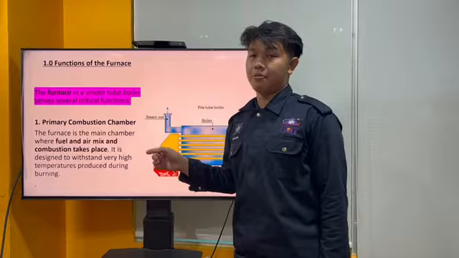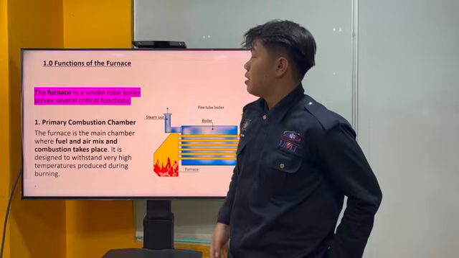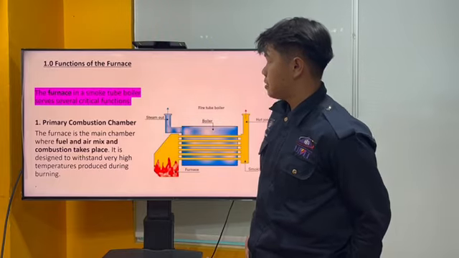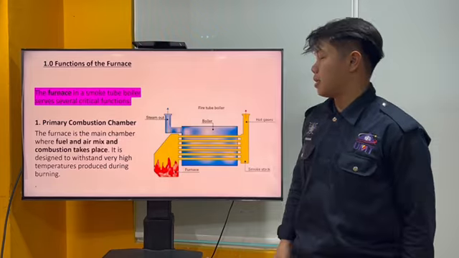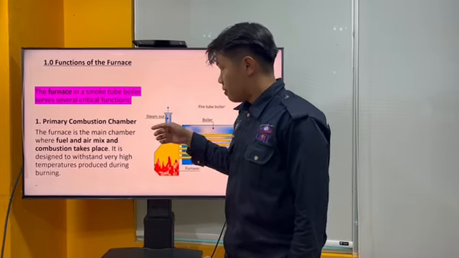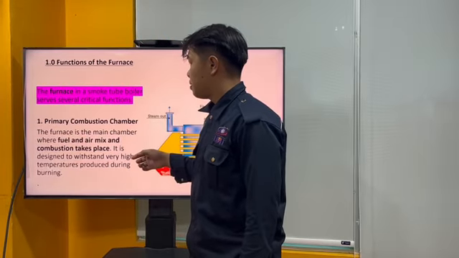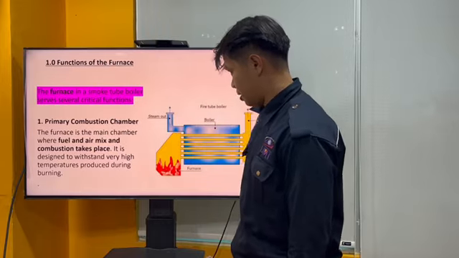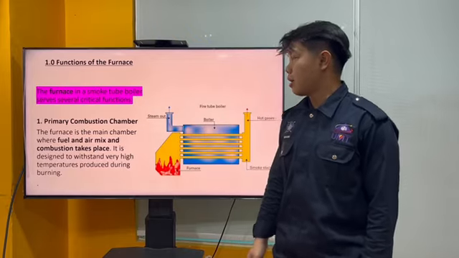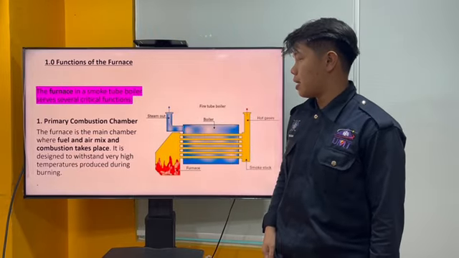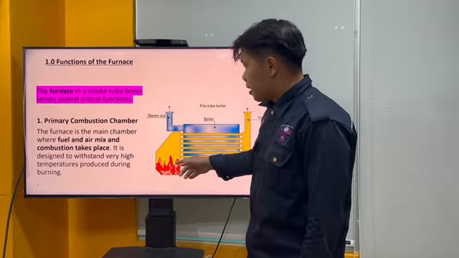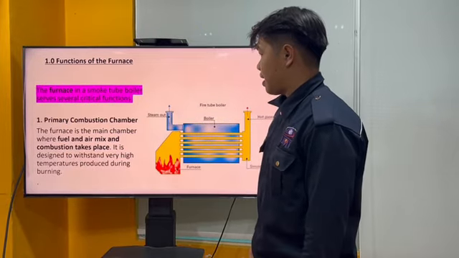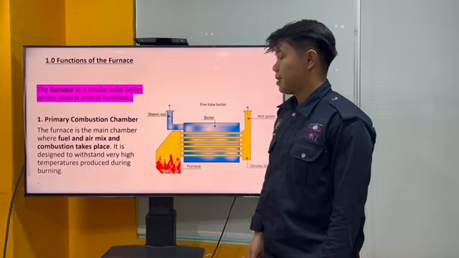First is the function of the furnace. As we know, furnace in a smoke tube boiler serves several critical functions. First, furnace is a primary combustion chamber. The furnace is the main chamber where fuel and air mix and combustion take place. It's designed to withstand very high temperature produced during burning.